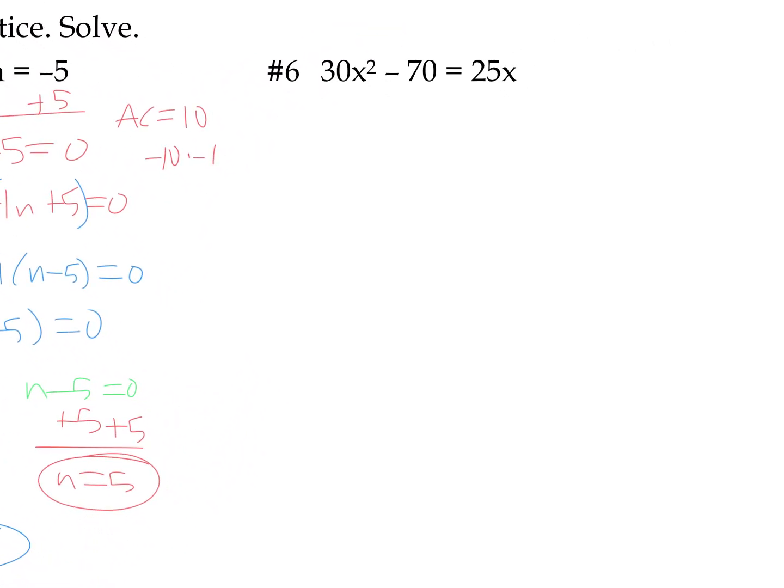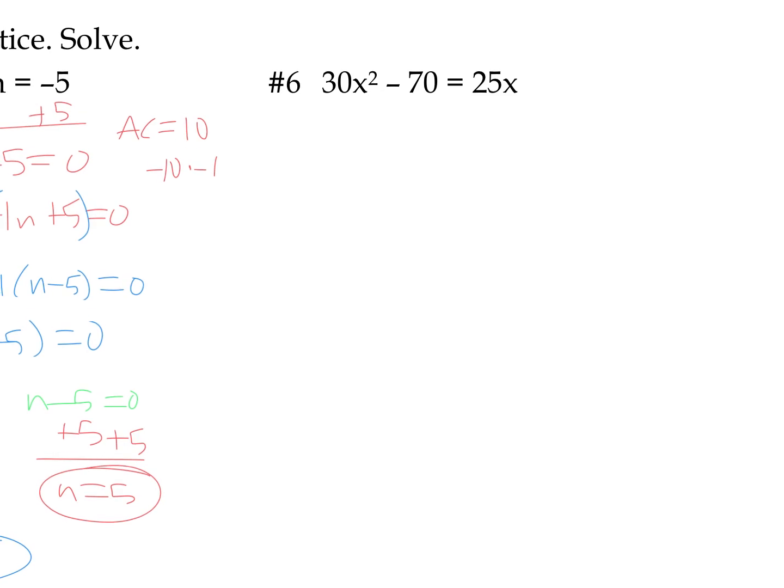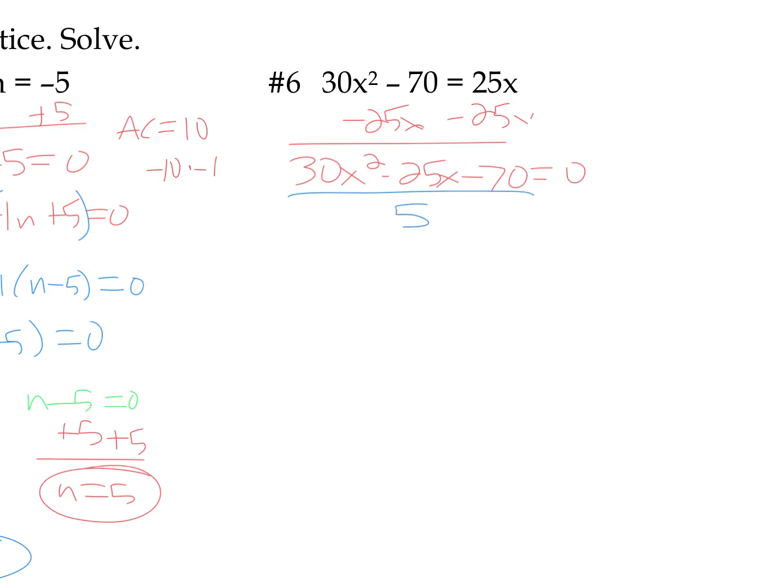At number 6 here, I want to get this set equal to 0, so the first thing I'm going to do is subtract 25x on both sides. I'm going to get 30x squared minus 25x minus 70 equals 0. There's a greatest common factor there, and not only can I factor it out, I can divide by that common factor of 5. Now I get 6x squared minus 5x minus 14 equals 0. And now I want to use the AC method. AC: 6 times negative 14 is negative 84. So I need factors of negative 84 that add up to negative 5. So it's going to be negative 12 and positive 7.